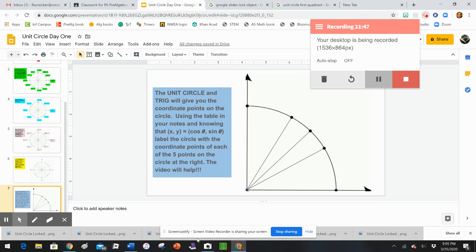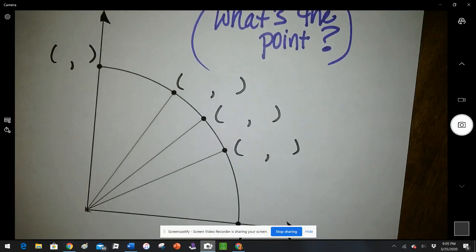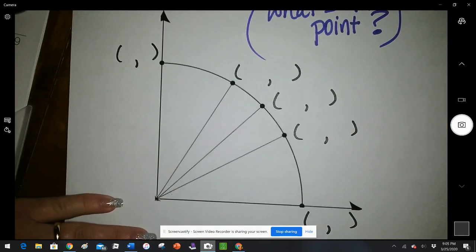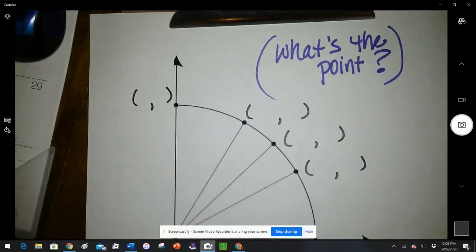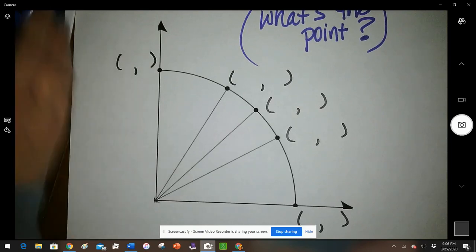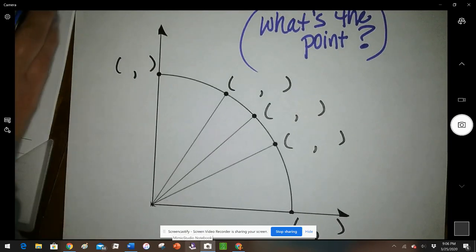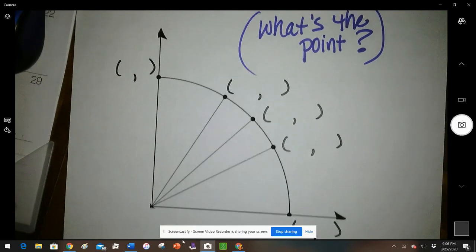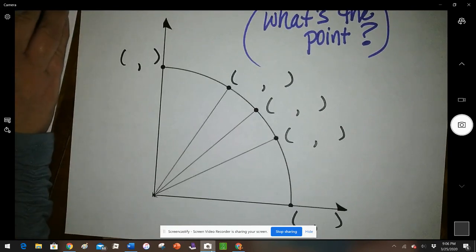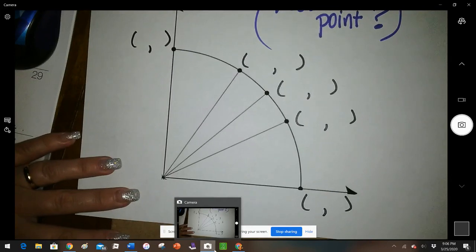All right, so I know the last little bit that a lot of you are asking right now is, okay, Ms. Hunsaker, but what's the point? And that is exactly what this last question is. What is the point? This is what trig will do for us. It will give us the actual coordinate points that we're working on the unit circle, and it will tell us exactly what those numbers are. So what's the point? I'm about to tell you what the point is.